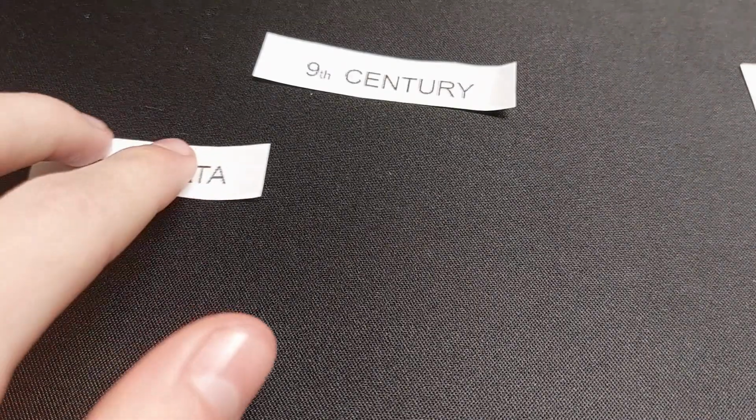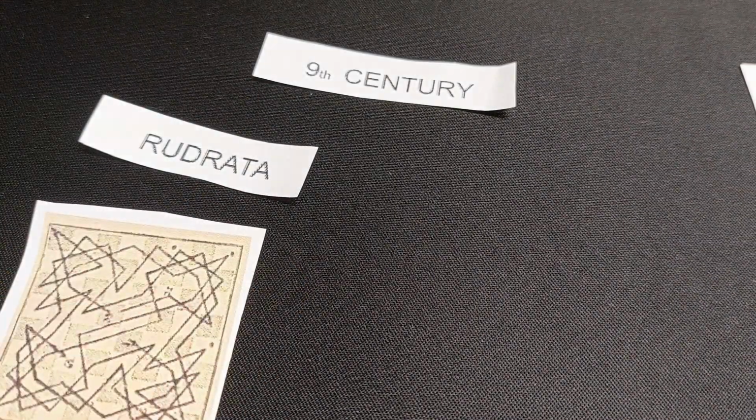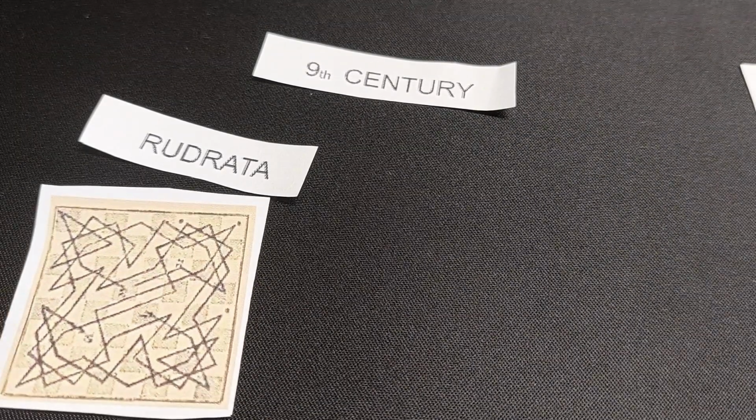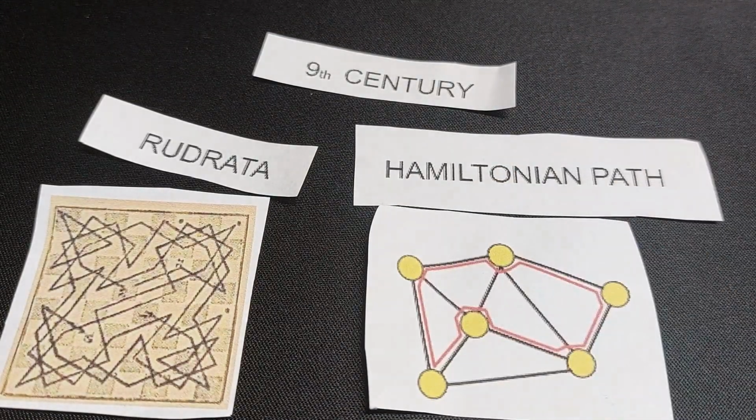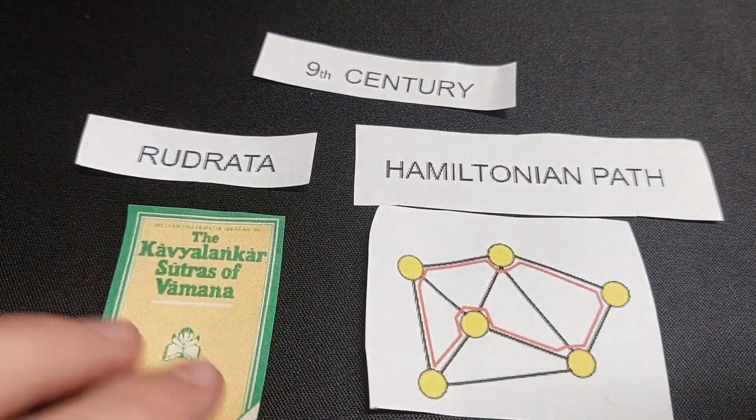This game dates back to the 9th century AD. The earliest reference we have is by the author Rudrata, where he makes the pattern of the path of a knight on a half board, like we can see here, and this is called the Hamiltonian path. This work is in a Sanskrit work on poetics, which is called the Kavya Lankara.